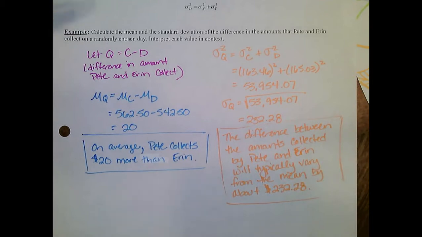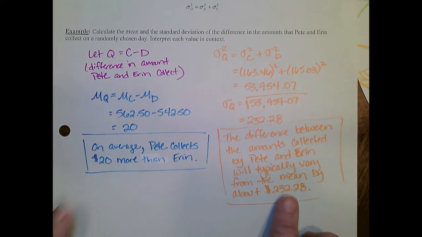So again, the idea here is that we would expect typically for Pete to collect $20 more than Aaron, but that amount could vary in either direction by up to $232.28. So it wouldn't be unusual if we were above or below that $20 amount by up to this much. So in other words, it wouldn't be unusual if Aaron collected more than Pete. It wouldn't be unusual if Pete collected more than Aaron by up to about $252. So that's the amount that it could vary in either direction.